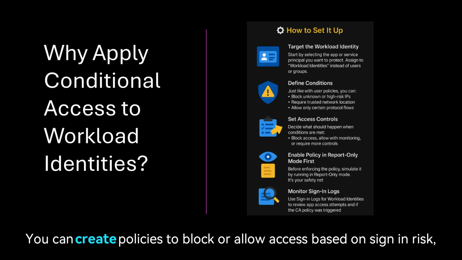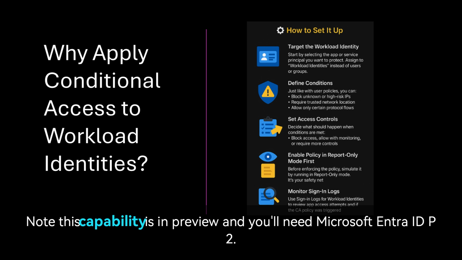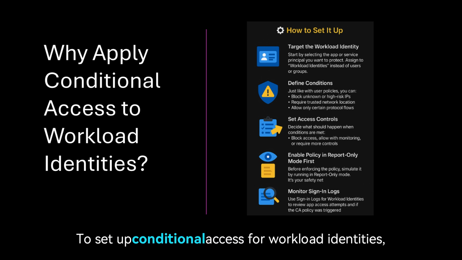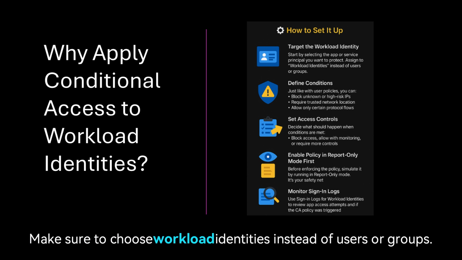You can create policies to block or allow access based on sign-in risk, IP location, app resource being accessed, and authentication protocol. Note: this capability is in preview, and you'll need Microsoft Entra ID P2 to take full advantage of risk-based conditions. To set up conditional access for workload identities, you start by selecting the specific app or service principal you want to protect. Make sure to choose workload identities instead of users or groups.